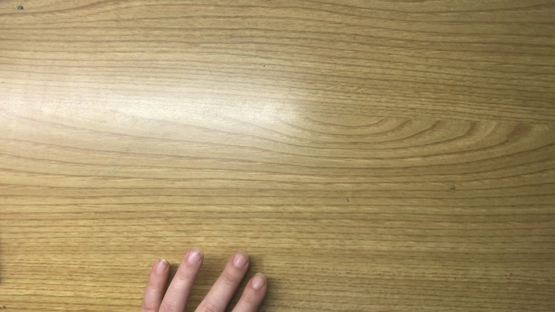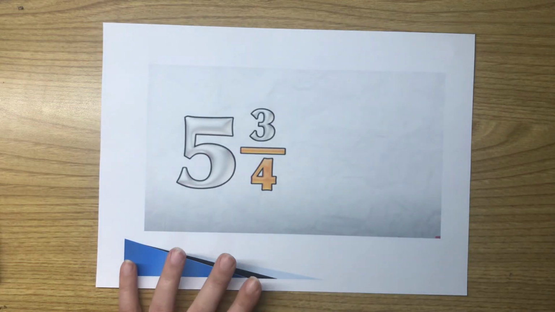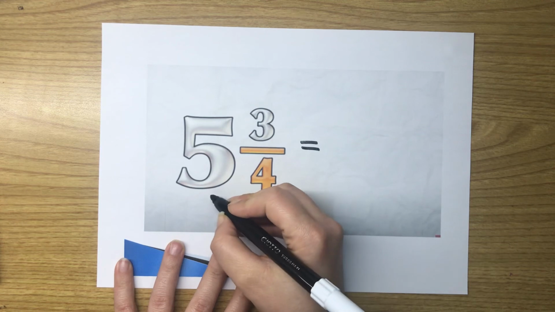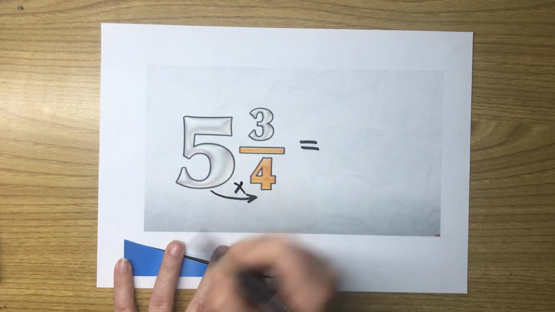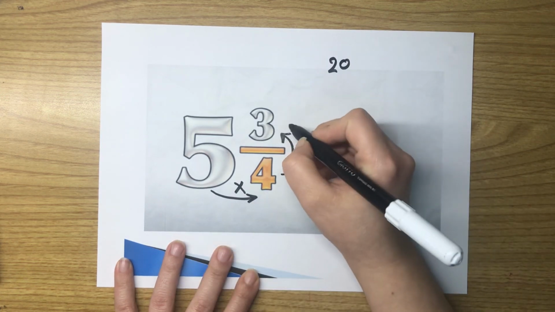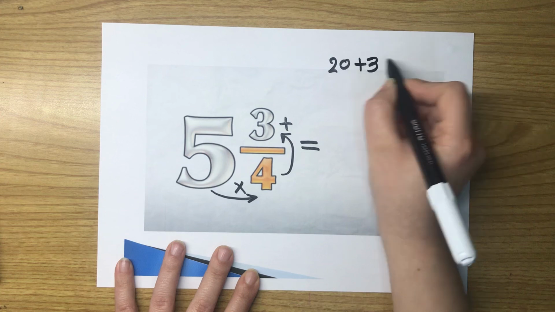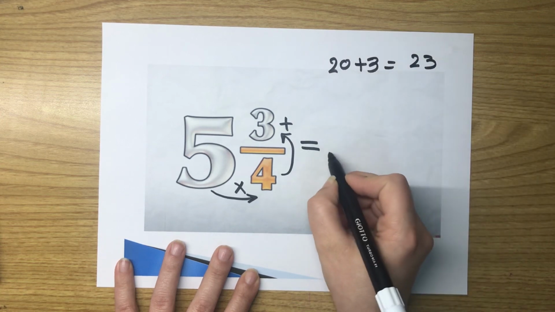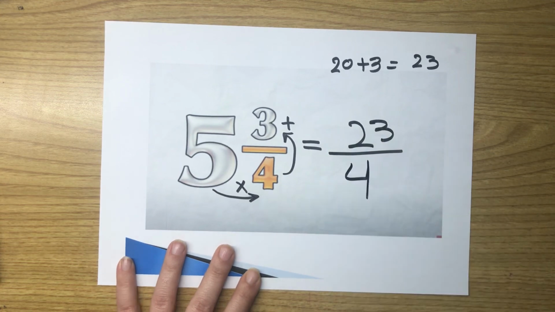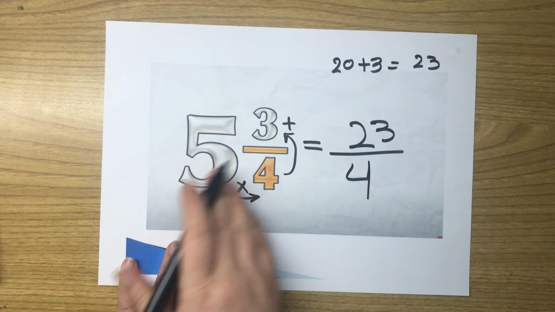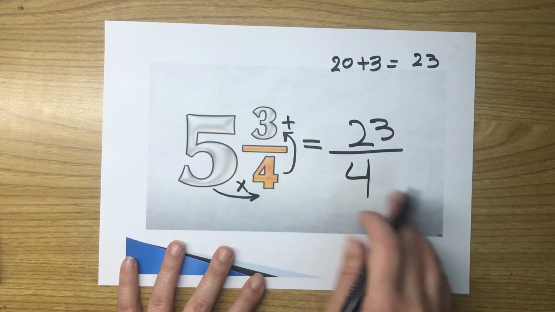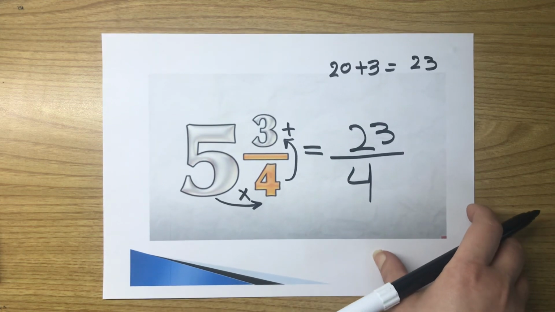Let's take another example, such as 5 and 3 over 4. Equals 5 times 4 equals 20. 20 plus 3 equals 23. So the numerator is 23 over 4. So 5 and 3/4 is going to be equal to 23 pieces out of 4, or 23 quarters.